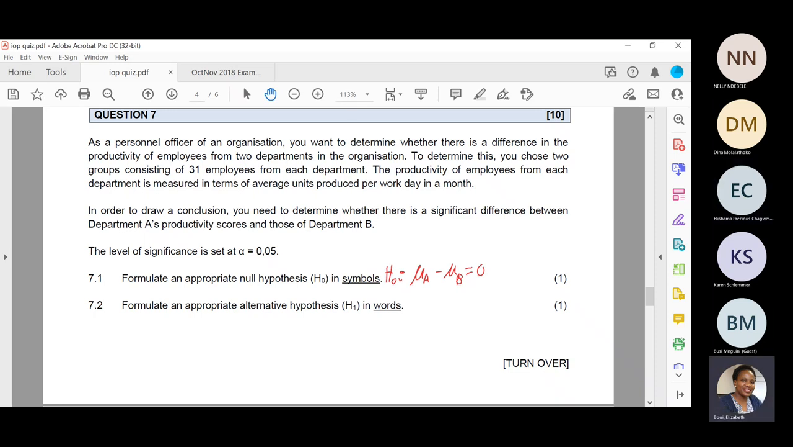Okay, so if you don't put it this way, you can say H naught: mean A is equal to mean B. That is in symbol. Your null hypothesis.